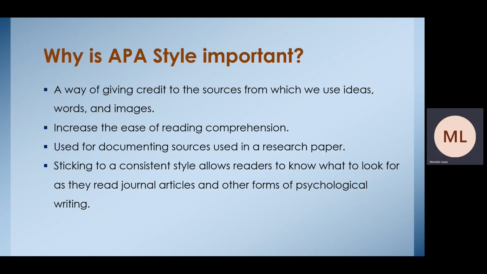Why is APA style important? It is a way of giving credit to the sources from which we use ideas, words, and images. It increases the ease of reading comprehension. Used for documenting sources used in a research paper. Sticking to a consistent style allows readers to know what to look for as they read journal articles and other forms of psychological writing.